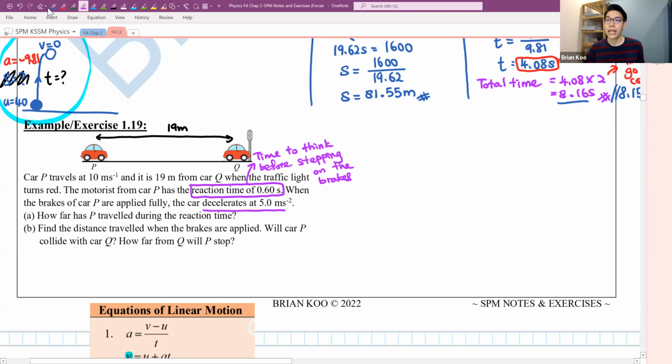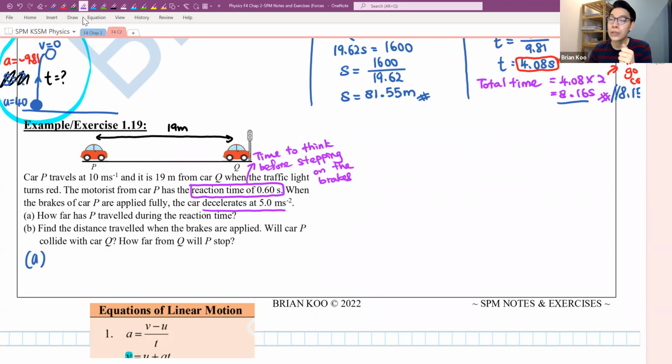Okay, so part A, they ask, how far has car P traveled during the reaction time? I'm going to write down part A here because part A is really short. When you imagine the driver sees the traffic light turn red, that thinking time of 0.6 seconds, right? During that time when he didn't do anything, when he wasted that 0.6 seconds, how far has he actually traveled already?